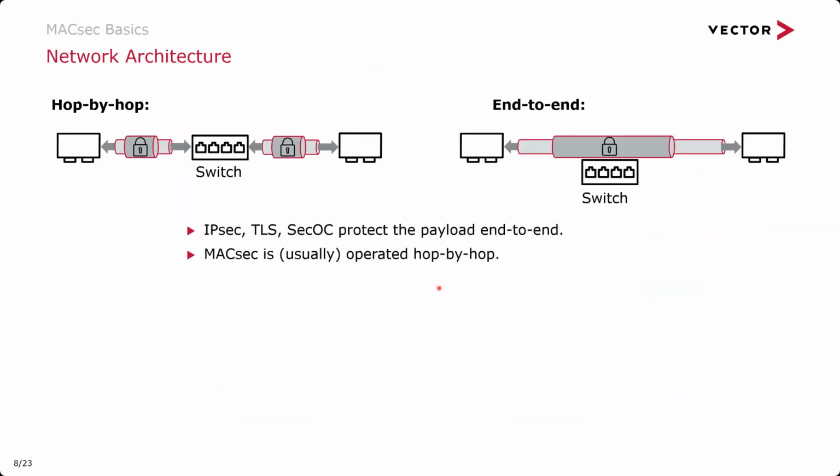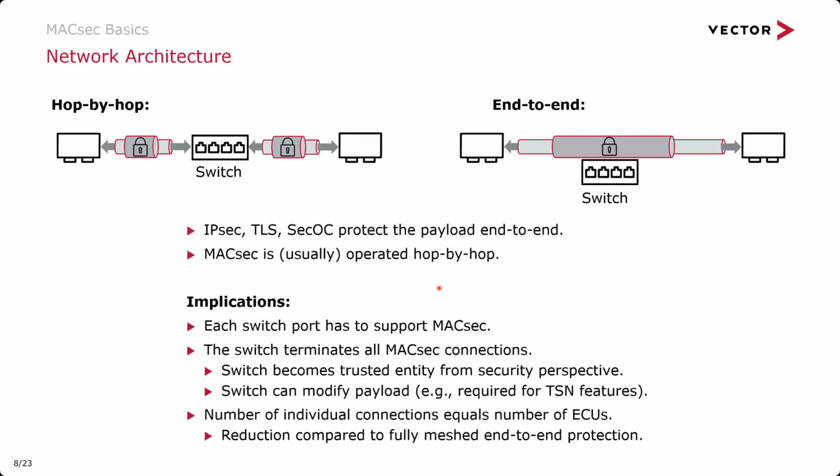So as I mentioned, the network architecture is a little bit different compared to protocols like TLS or IPsec, because MACsec is usually operated in this hop-by-hop manner. And the implications of this are that first, the switch has to support MACsec. For example, if you use TLS, the switch doesn't really care about the TLS, so there is no need to support TLS on the switch. But here with MACsec, if we're operating this in this hop-by-hop manner, we have to support MACsec on the switch.